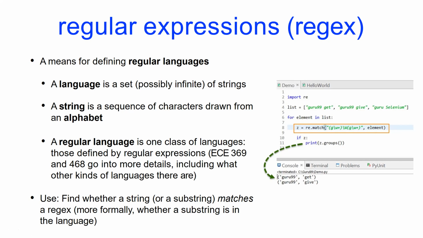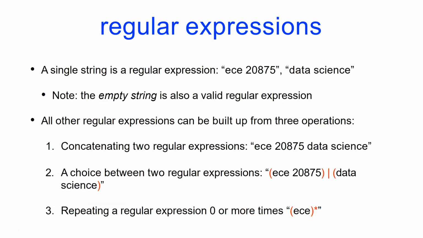This just gives you a very broad impression about what we are going to use with regular expressions. So first of all, a single string is a regular expression. In order to define what a regular expression is, we need at least a few minimal rules, right? So the first one is that a string is a regular expression. For example, ECE20, SM5, data science, or even the empty string are all valid regular expressions.